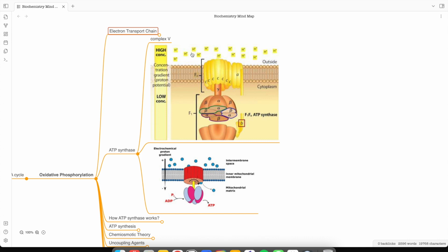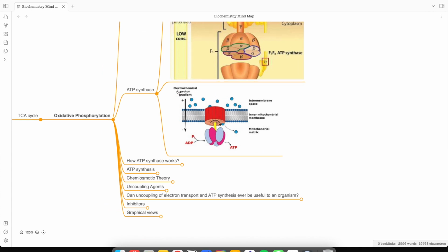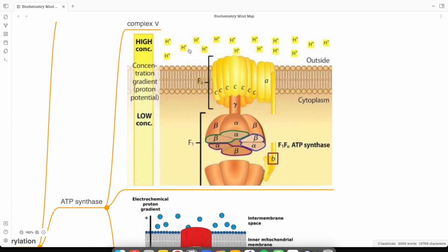Now what happens is, the proton concentration is high in this part, and this is the cytoplasm of prokaryotes where there is a low concentration of protons. So this creates a proton gradient. Okay, and we can say this is an electrochemical proton gradient. Why electrochemical? Because as there is a proton gradient, there is also a gradient of positive charge. H plus ions are more in this part, which means positive ions are more in this part, and negative ions are more in this part.